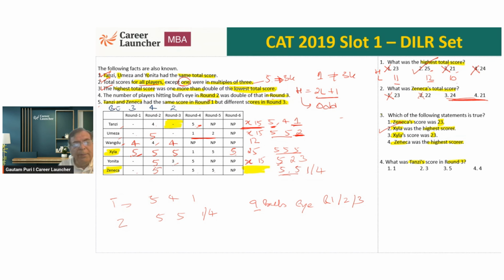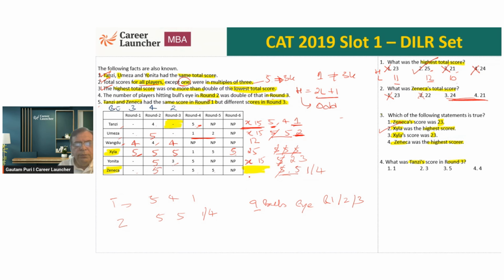So, let me just eliminate the bullseye. That is done. Tanzi's bullseye is still alive. Umeza's 1 bullseye we have used. Wangur's, nothing there. Zyla's, we have used 1 bullseye. Okay, let's leave Zyla, all 3 have been used. All 3 have been entered. Yonita, 1 bullseye we have used. Zeneca, 1 bullseye we have used.